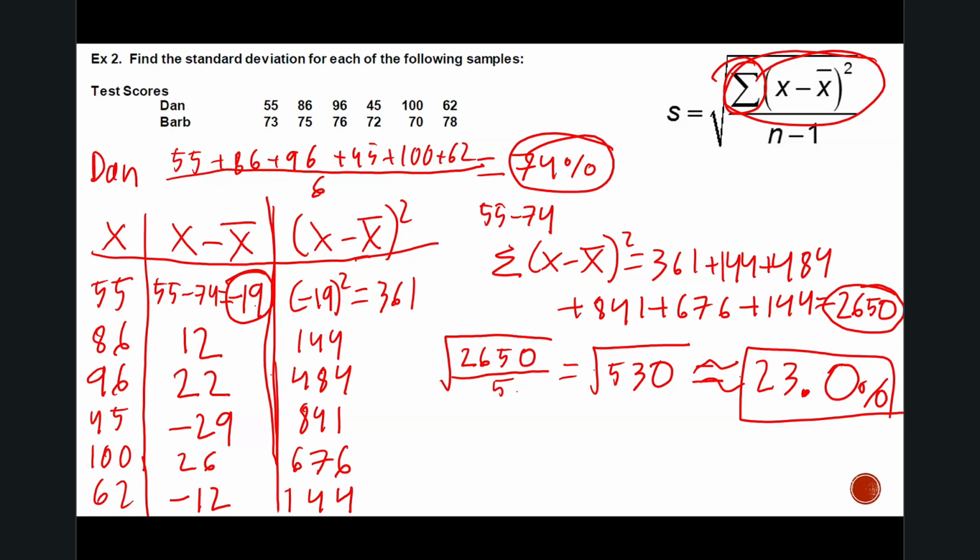Okay, so let's notice something here. Here's Dan and there's Barb, right? Neither student seems to be doing much better than the other one, but what do you notice is the difference between Dan's and Barb's scores? They're actually going to have the exact same average, although we don't use the word average, we use the word mean score. But what is the difference between Dan's and Barb's?